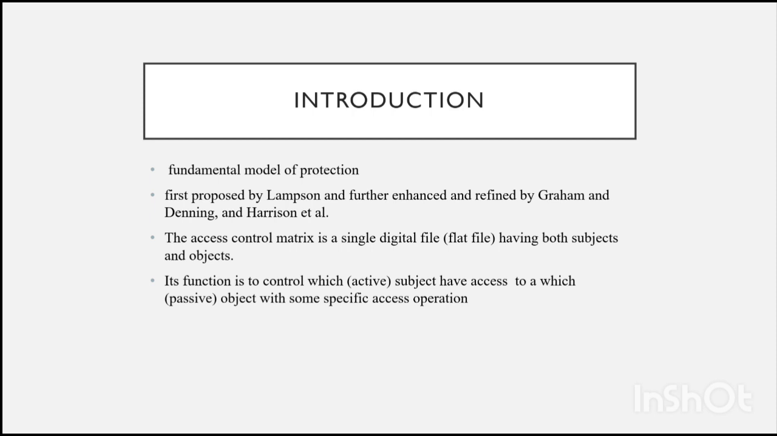The access control matrix model contains a single digital file having both the subjects and the objects. The subject here means the users or the processes or the programs, while the objects are the resources or the data. Its function is to control which subject has access to which object with some specific access operation, which means what rights a subject, that is a program or process, has to perform on the objects. This is all defined in a matrix known as the access control matrix.